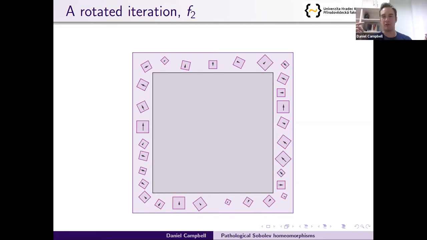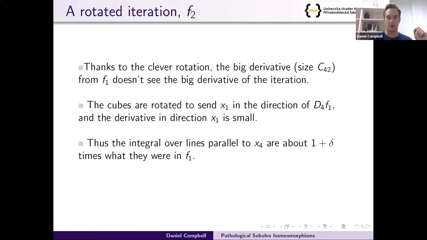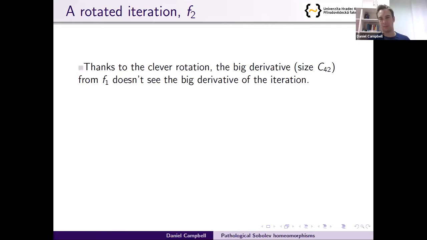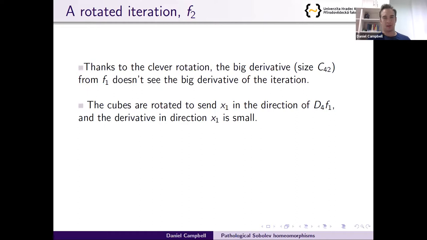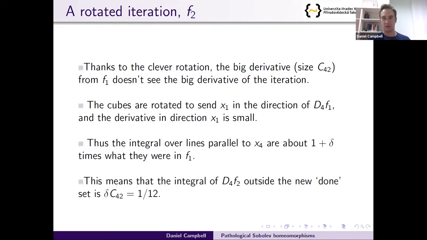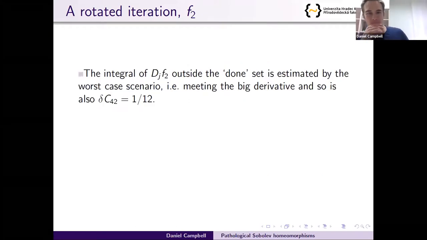What's the size of the other derivatives? Well, they can be estimated. Okay, I'm getting ahead of myself. Okay, and now we estimate the size of the derivatives outside of this new done set. So the done set is where the Jacobian is already negative, right? And the size of the derivative is at most like C42, but on a set of measure delta, so it's small. And then the other derivatives we estimate by a worst case scenario, so it's something big meeting something which is not so big on a small set, so it's all small.